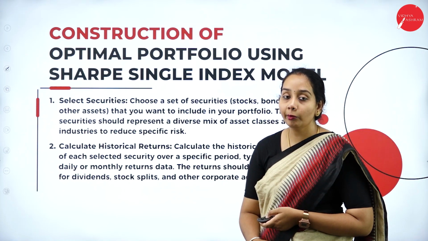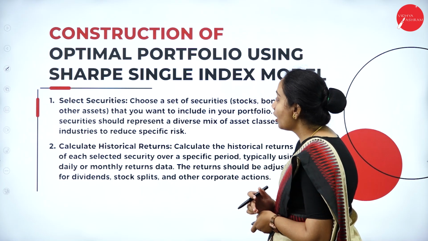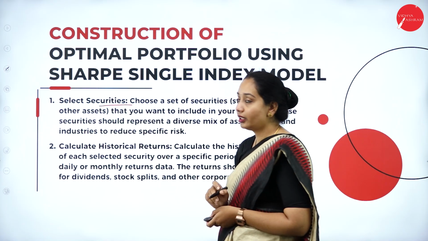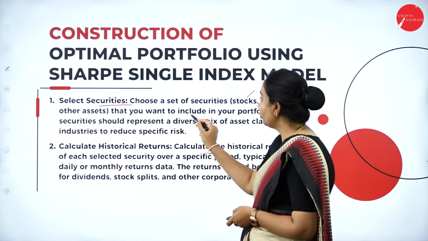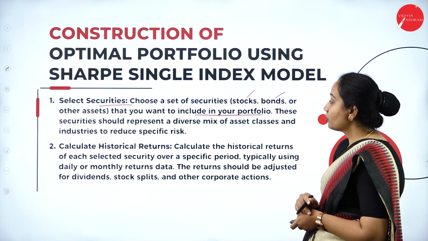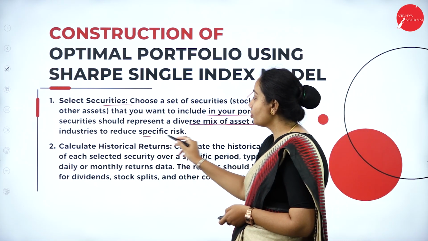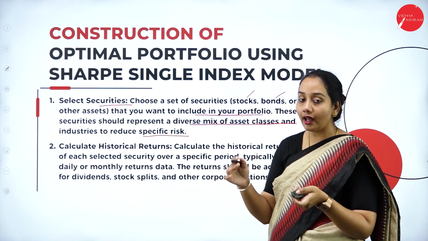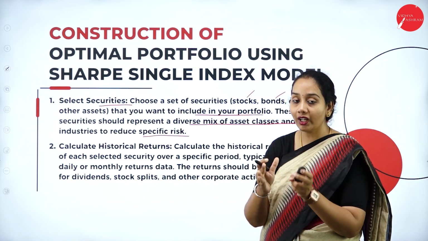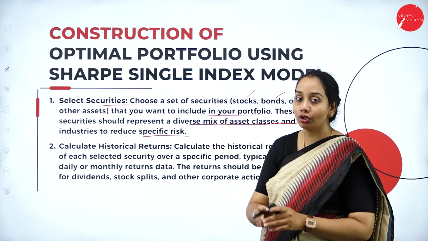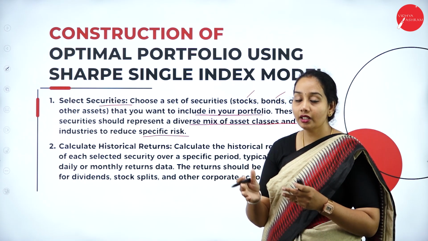Now, the construction of an optimal portfolio using the method called the Sharpe single index method. Under that, first is selecting the securities. Choose a set of securities, that is stocks, bonds or other assets, that you want to include in your portfolio. These securities should represent a diverse mix of asset classes and industries to reduce specific risks. As I have been telling in this session, you should not invest in only one kind of investment project. There should be a mixture of all of the investment projects so that you can maximize the returns and reduce your risk.